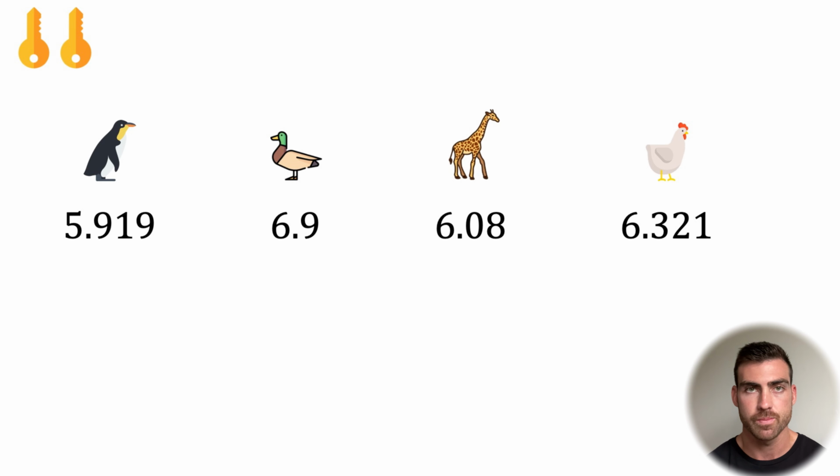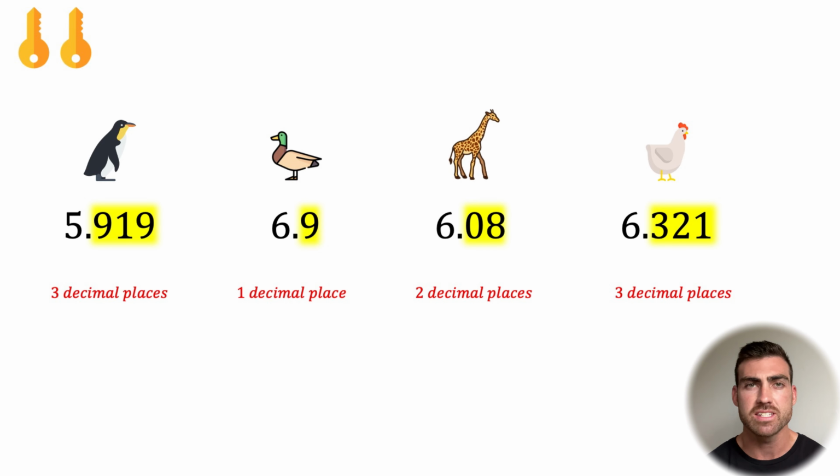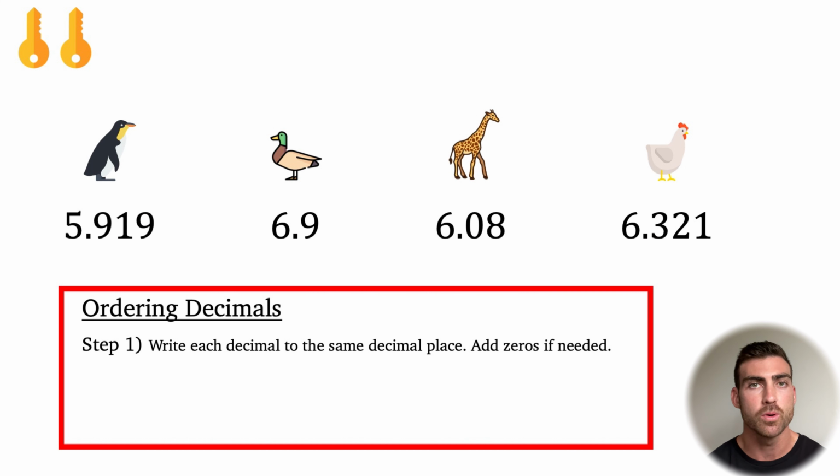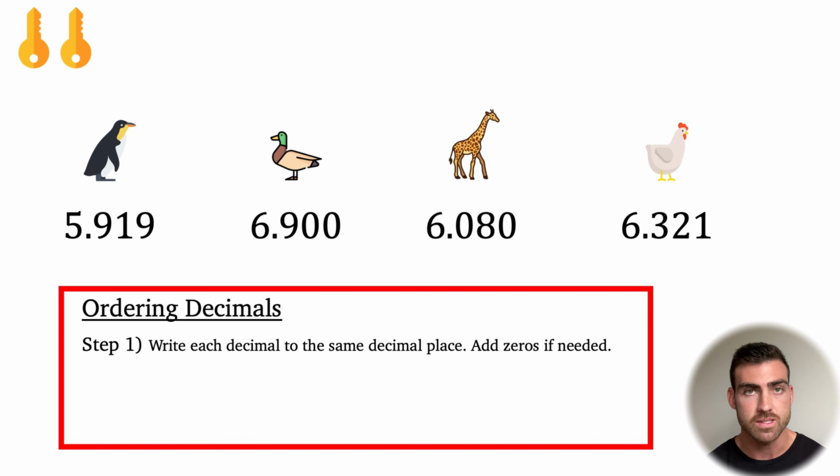Each decimal has different decimal places. So step 1 is to put each decimal in the same number of decimal places, adding zeros when needed. When you add zeros after the decimal point, this does not change the value of the number. Now each decimal is to 3 decimal places, which is thousandths.